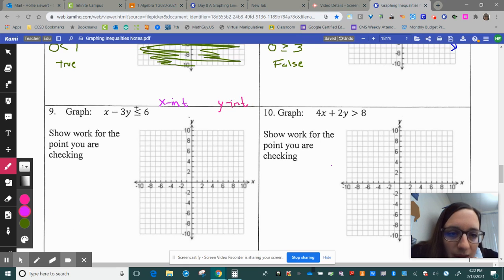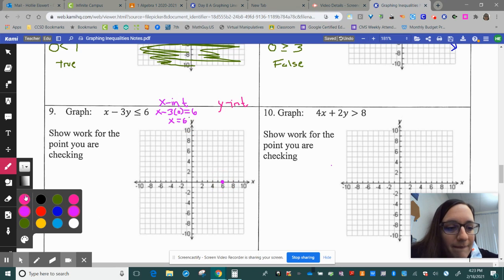All right, so for my x-intercept, I'm going to plug in 0 for y and solve for x. So that would be x minus 3 times 0 less than or equal to 6. Now, technically we solve like it's an equal sign, because we're pretending to graph like it's an equal sign. We'll do our shading at the very end. So our 0 disappears, right? Negative 3 times 0 is 0, so that's going to be gone. We're left with x is equal to 6. So that's our x-intercept.